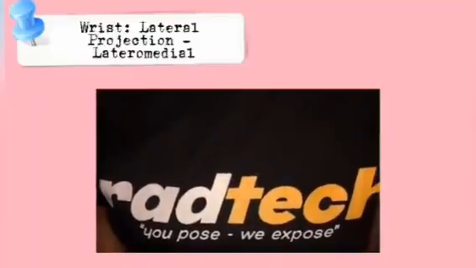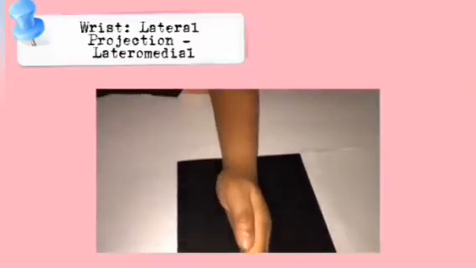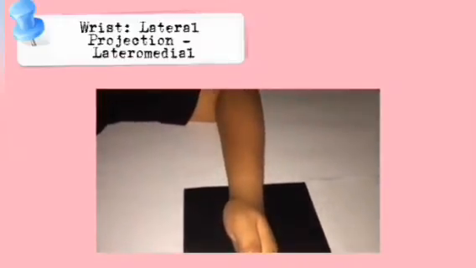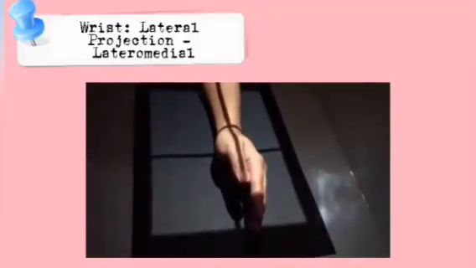Lateral projection, lateromedial. Position of patient. Sit the patient at the end of the radiographic table. Have the patient rest the arm and forearm on the table to ensure that the wrist is in lateral position. Position of part. Have the patient flex the elbow 90 degrees to rotate the ulna to the lateral position. Center the IR to the carpals and adjust the forearm and hand so that the wrist is in true lateral position. Central ray is perpendicular to the wrist joint.